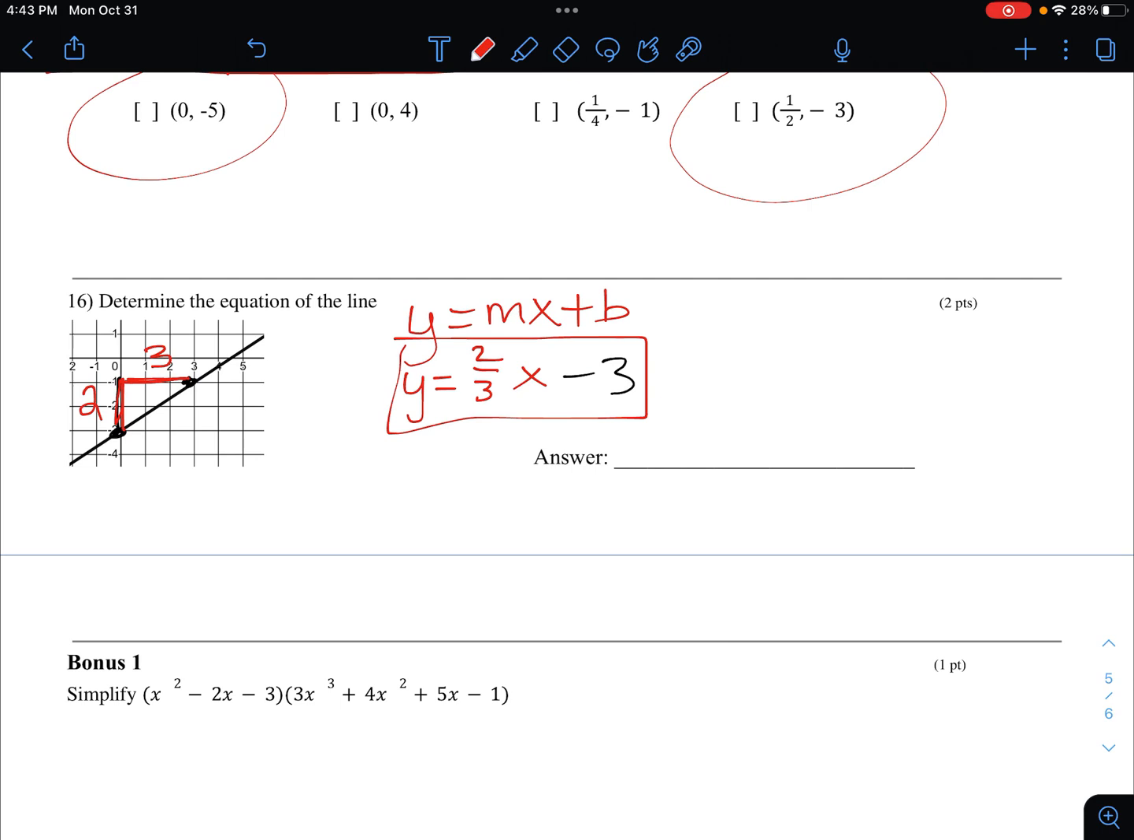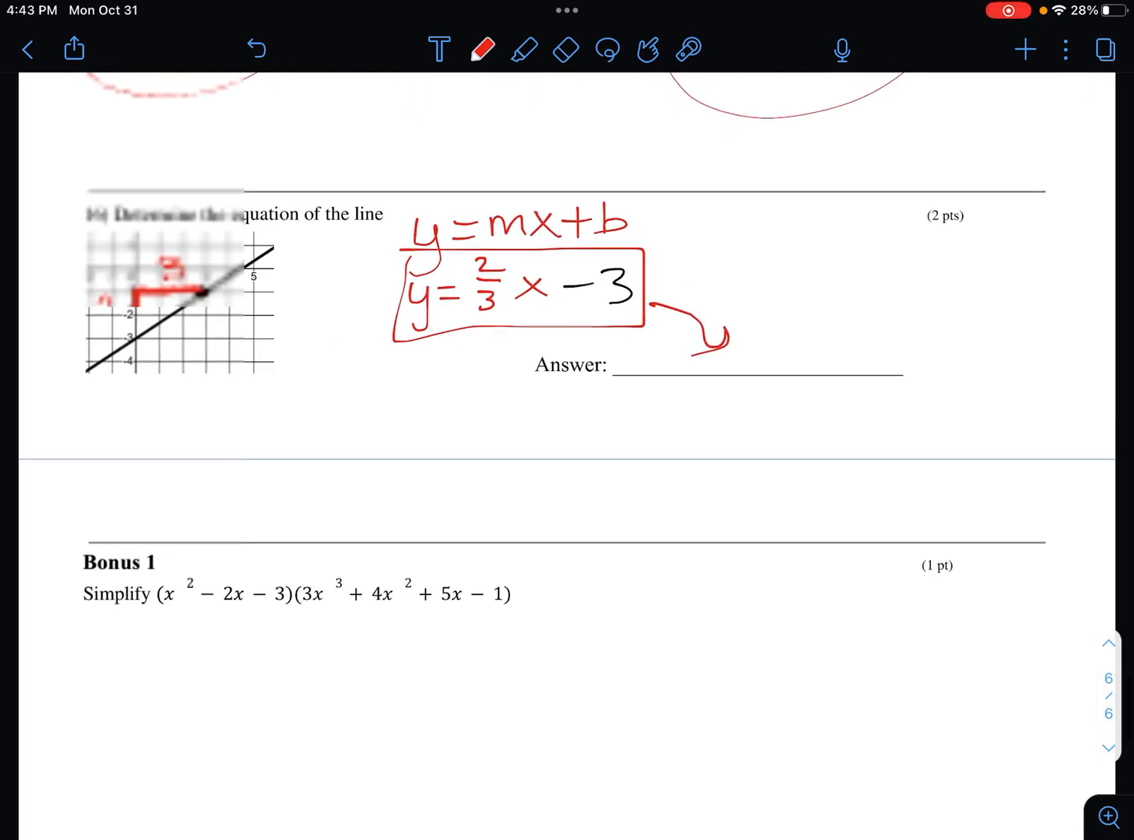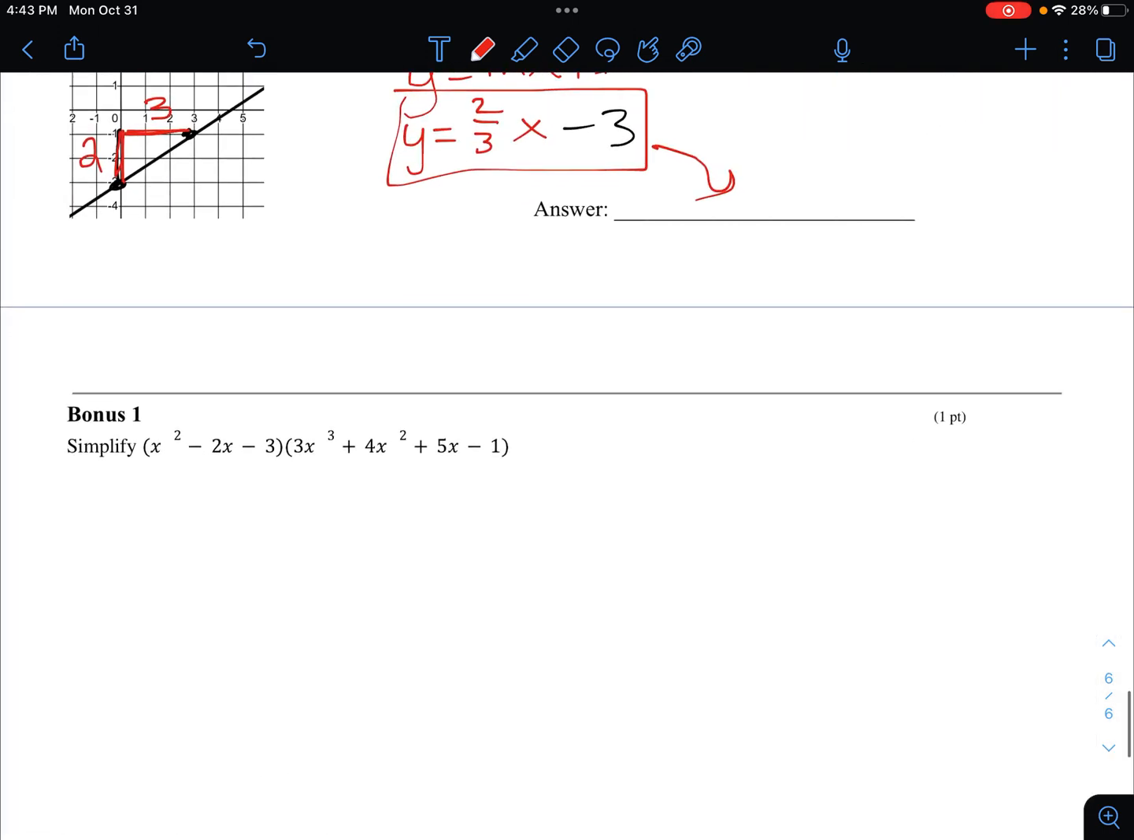minus 3. And then we will just slide that answer right there on our line, or you can keep it there. Okay. And then for the bonus question, I'm not going to solve this one, but you can use distributive property or you can use box. Just make sure you distribute that to each of those terms, right? Do that multiple times. Okay.